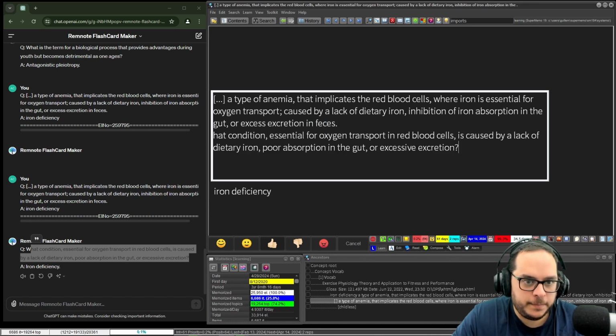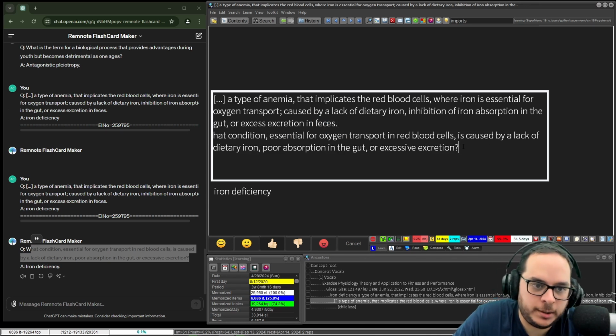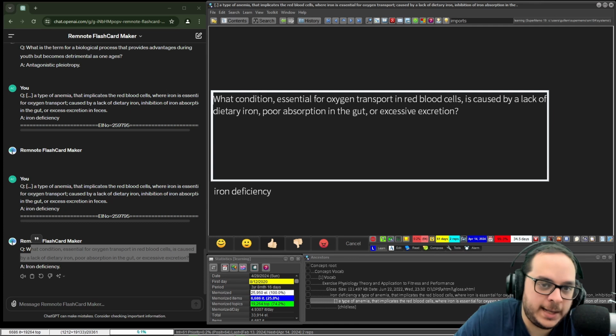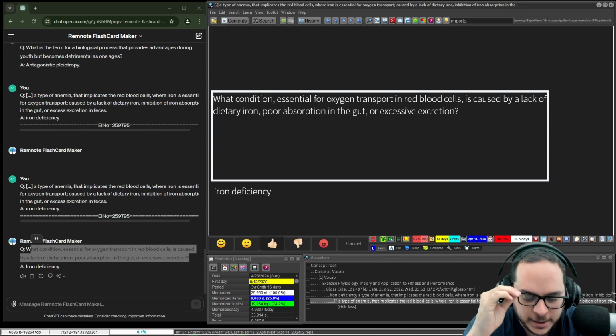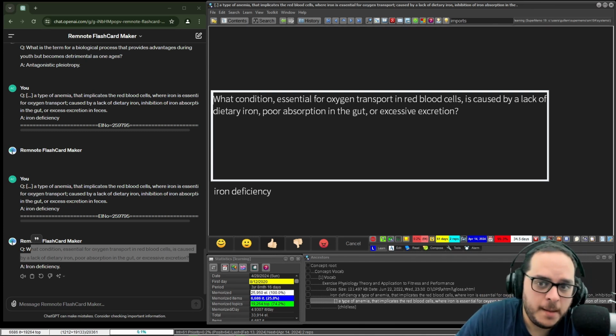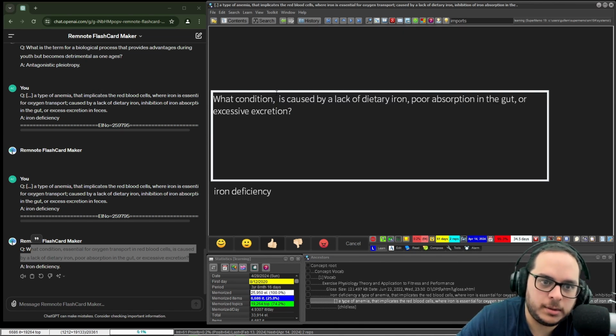Let's see it here. Yeah, just 2 lines, it's shorter. Then the example is, okay, I accept this from AI, so I will consider this as good. I'm not going to change it, but what I'm going to do is remove information. So for me here, "essential for oxygen transport in red blood cells" goes out. So what condition is caused by the lack of dietary iron, poor absorption in the gut, or excessive secretion?